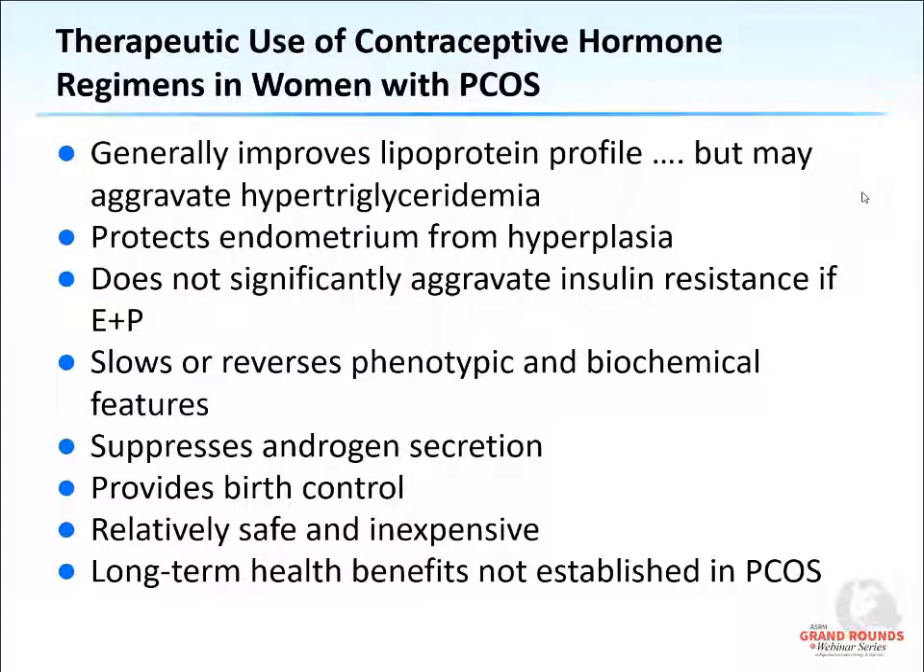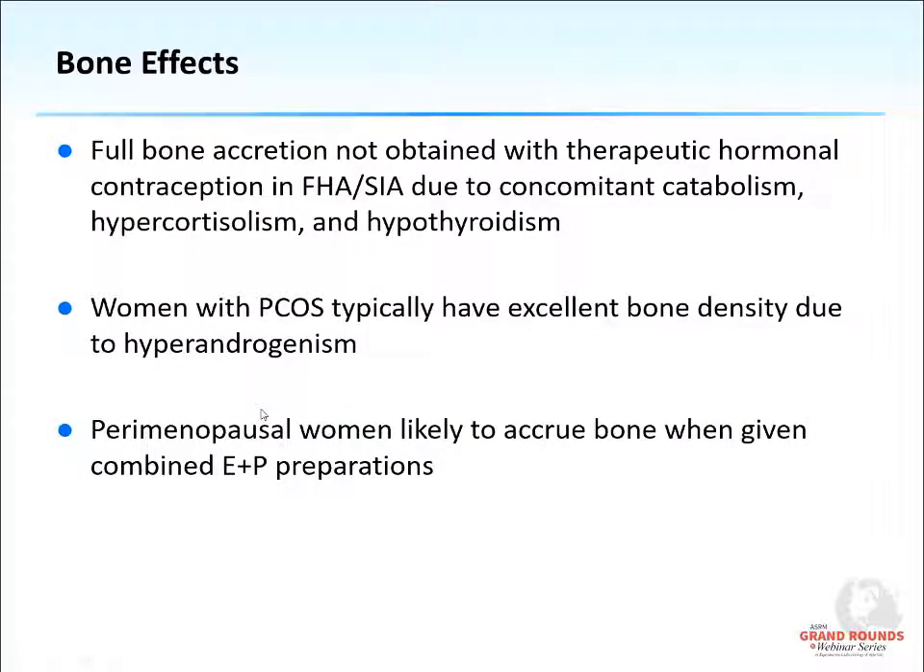But if they have really high triglycerides, you need to remember that ethinyl estradiol passing through the liver will increase that. On the other hand, continuous use of ovarian suppression with hormonal contraception may in fact slow or reverse phenotypic and biochemical features of PCOS. And typically in adolescence, this is what we want. And bone effects often need to be considered.